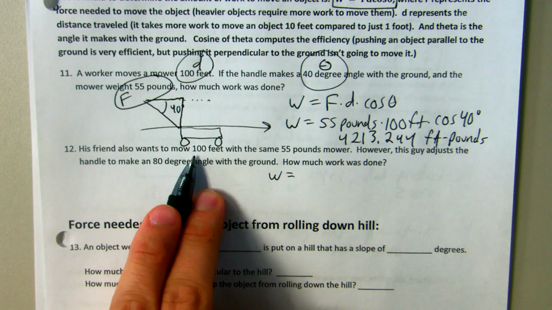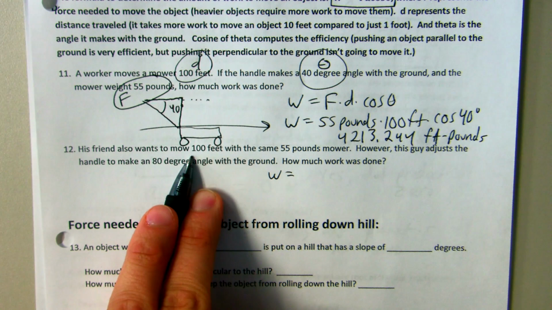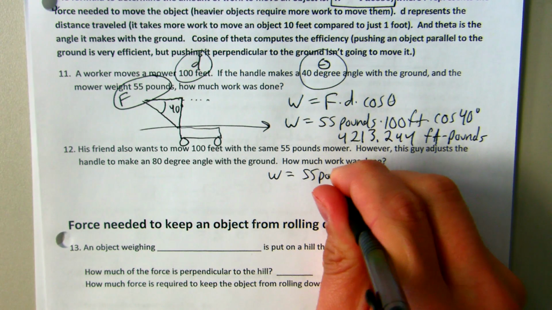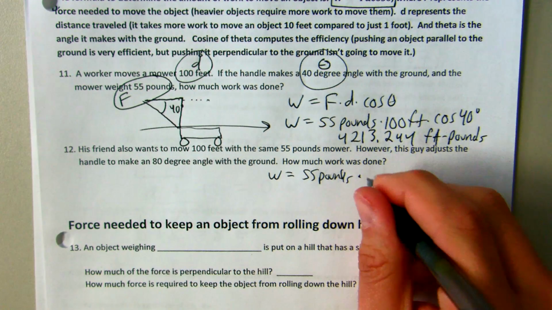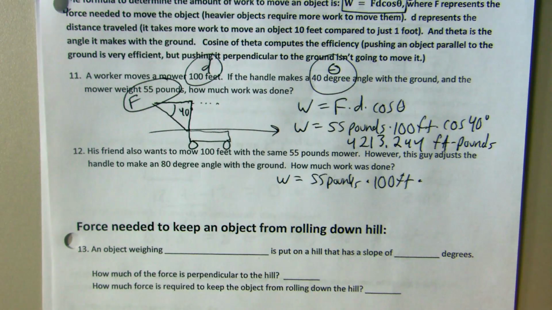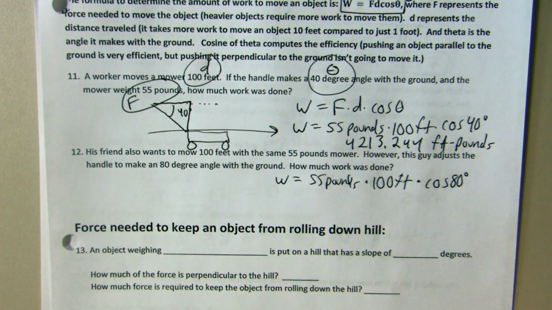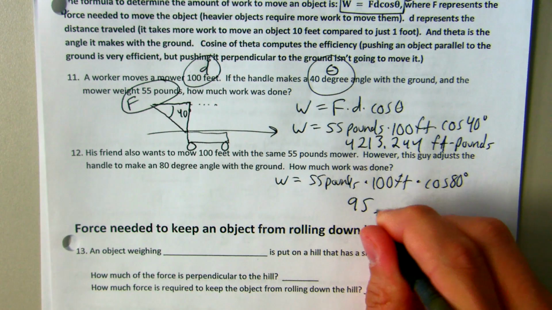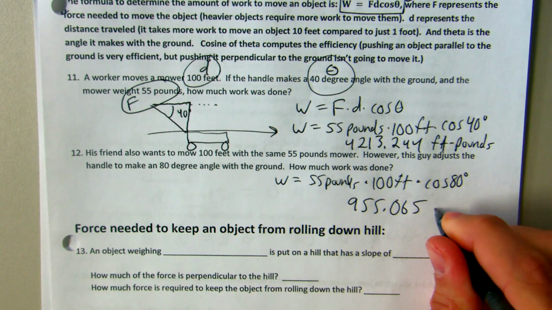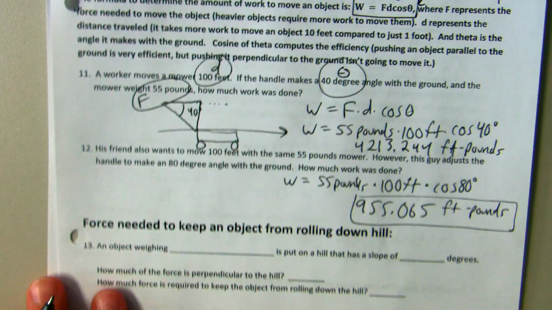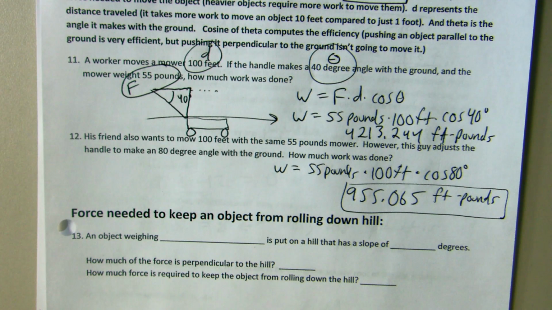Okay, so notice I made one change here. Still the same mower, 55 pounds. I still want to move it 100 feet. So what if I adjust the angle, this angle, to 80 degrees? Now it's going to take a whole lot less work. That angle makes more sense as far as being efficient with your energy.